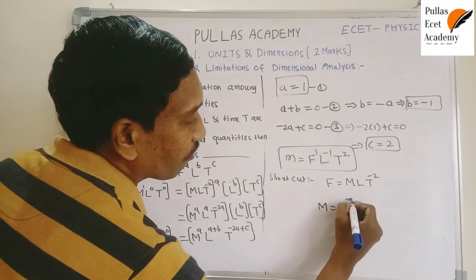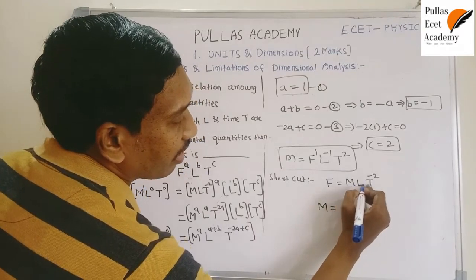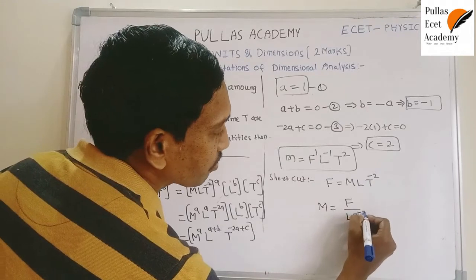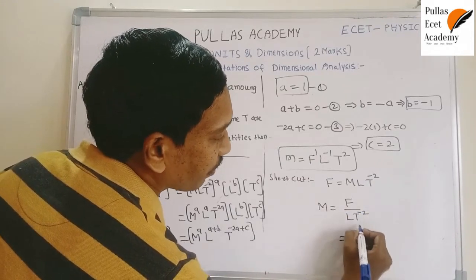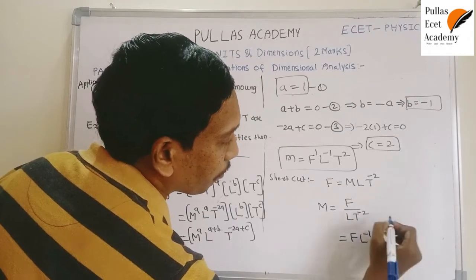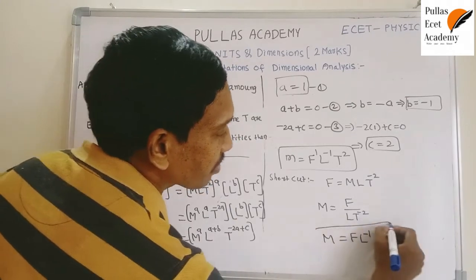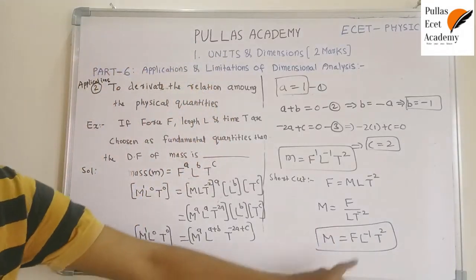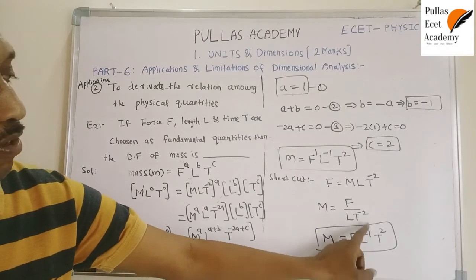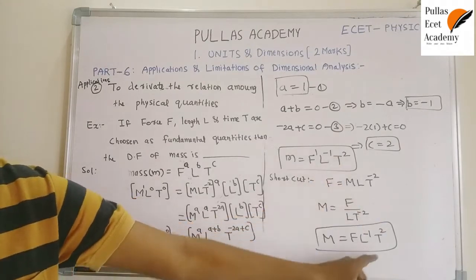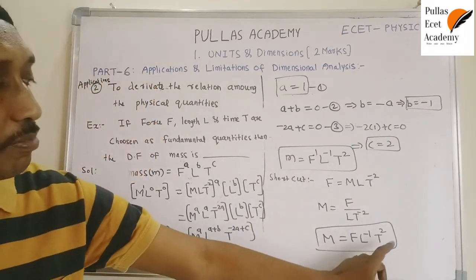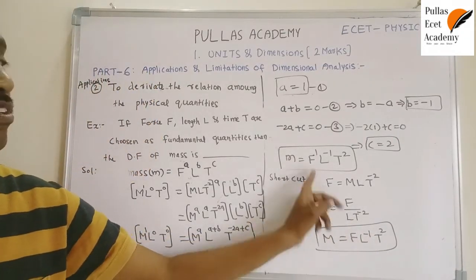Then you get F by this. What is remaining, L T inverse square, is shifting to the left side, so you get F by L T power minus 2. If you simplify, this is F into L power minus 1, and T power minus 2 is shifting into the numerator as plus 2. That means what is the dimensional formula of mass? F L power minus 1 T power 2. So that means F power 1 L power minus 1 T power 2. This is the dimensional formula of mass in terms of force, length and time. This is a very short method for this analysis.